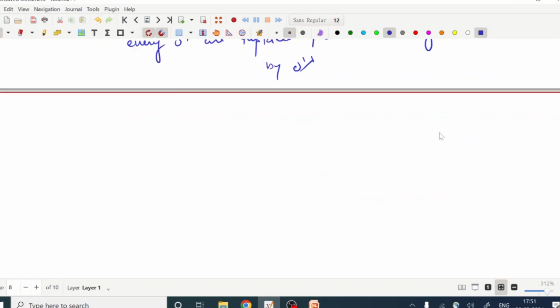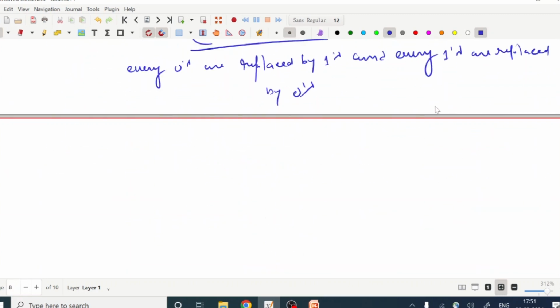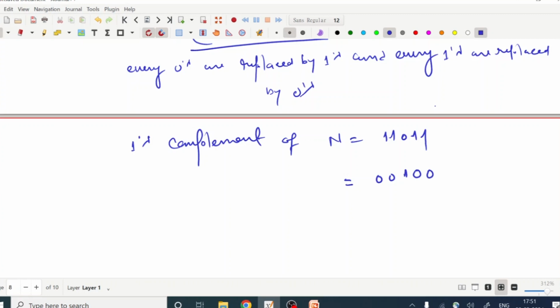For example, to find the 1's complement of this number, the number n is 11011. Find the 1's complement. Here what we have to do is replace every 1 by 0 and every 0 by 1. So the 1's complement of this is 00100. This is a very simple formula to compute the 1's complement of any number.